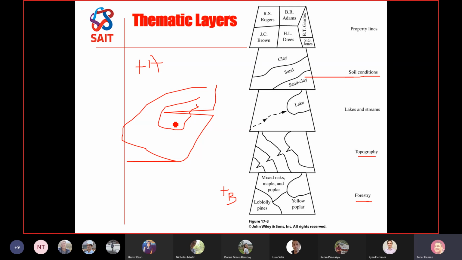So for forestry, we need to look at where the forests are, and how about the lakes and streams? Do we need access to the lakes and streams? Do we need to know that? Yes, of course, because we need to know where lakes and streams are, because we have to cross them.